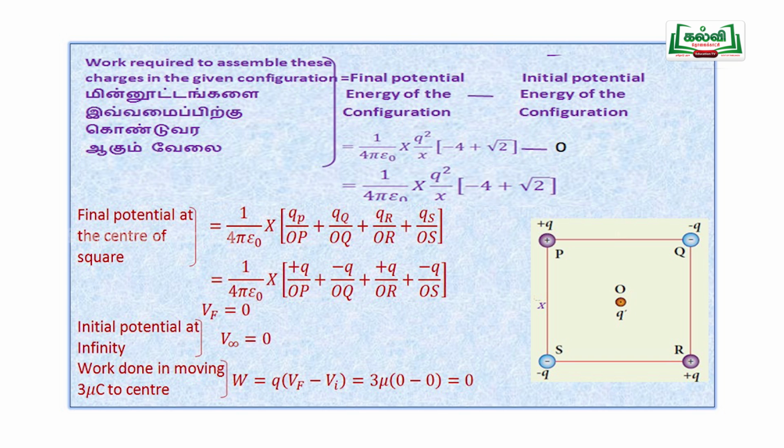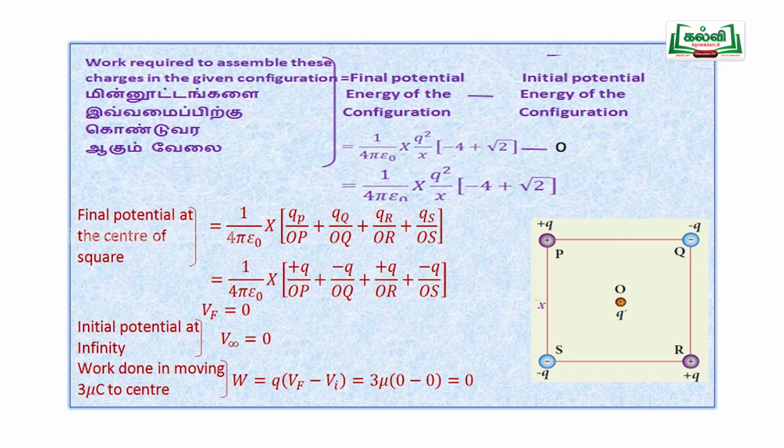Suppose, students, instead of assembling the charges into the square, they ask what is the work done in disassembling the charges. In disassembling the charges, this is the initial position and the final position will be infinity. So, what would be the answer? Here I write final potential energy minus initial potential energy, that is equal to 0 minus this one. So, the answer will be positive: 1 by 4 pi epsilon naught into Q square by x into 4 minus root 2.